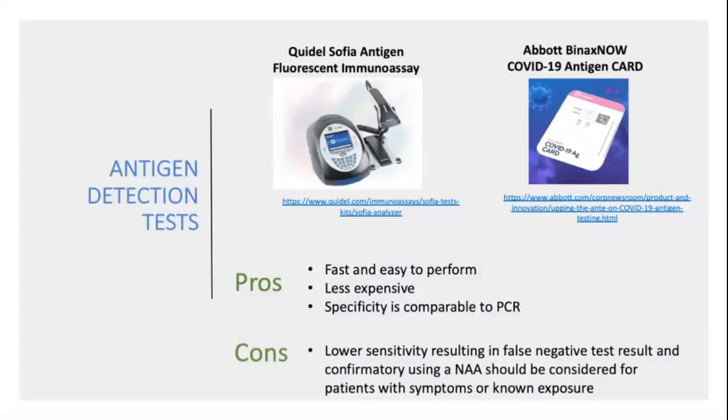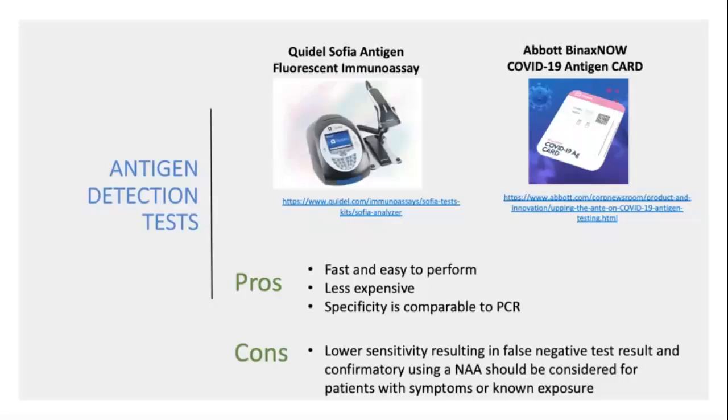There are 6 tests that have EUA authorization. As of now, all of these can be used in patient care settings, though that will change in the future. But they're all relatively easy to use and can be completed in about 15 minutes. And the results are either read using an instrument like the one on the left, that is the Sophia from Quidel, or they can be read visually, and one example of that is the Abbott Binax Now, which is a lateral flow card.